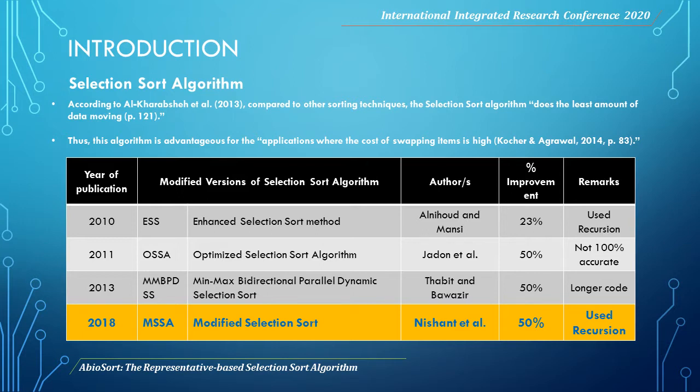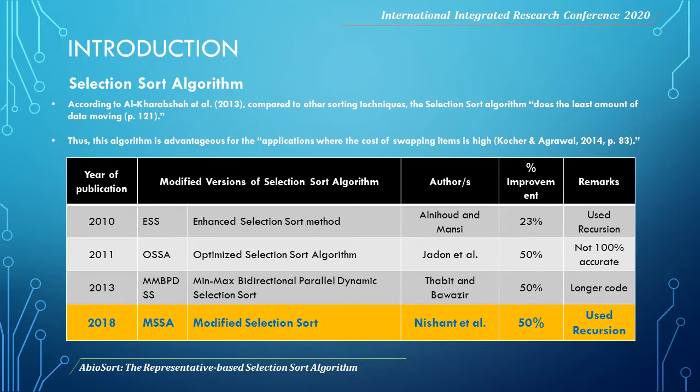According to Karavshe et al., 2013, this algorithm does the least amount of data moving compared to other sorting algorithms. Kochar and Agrawal, 2014, also stated, in applications where the cost of swapping items is high, selection sort very well may be the algorithm of choice. So how much more if the algorithm improved its running time performance?